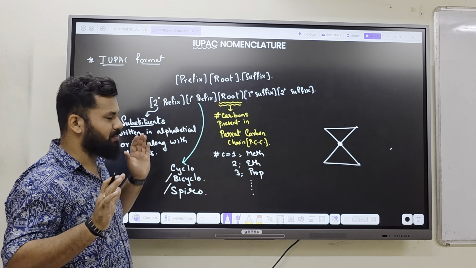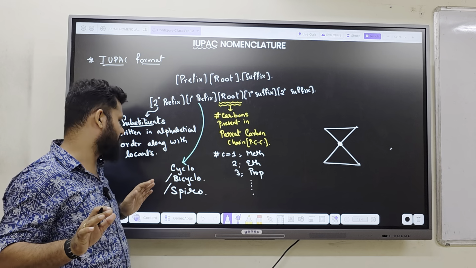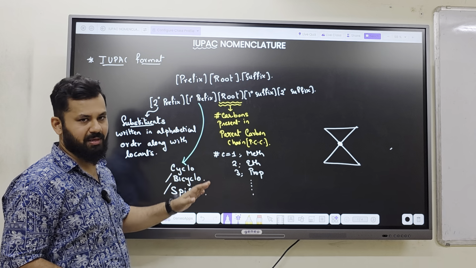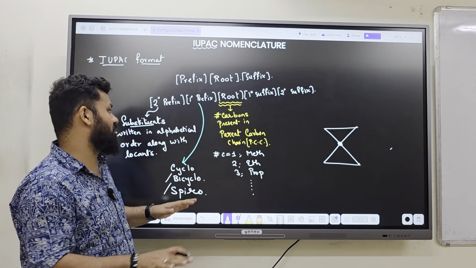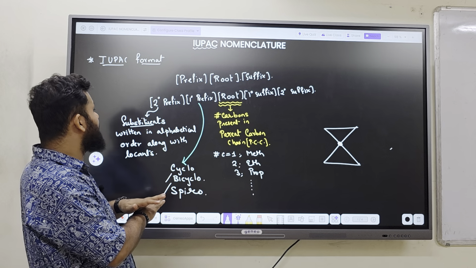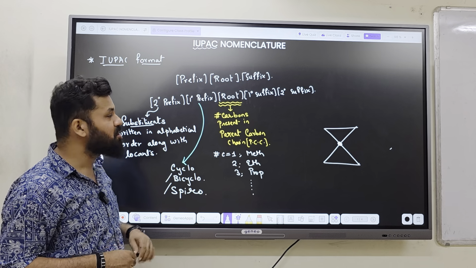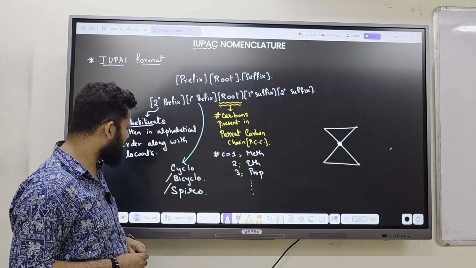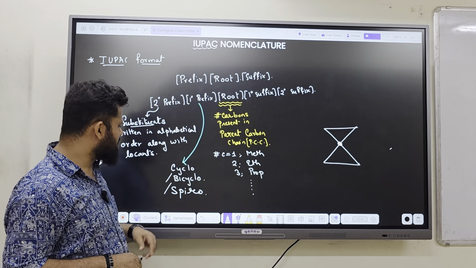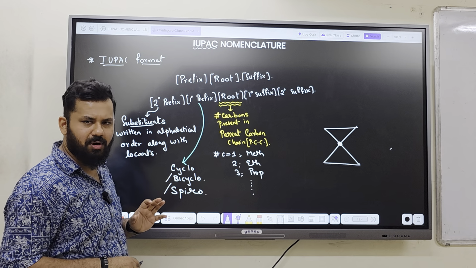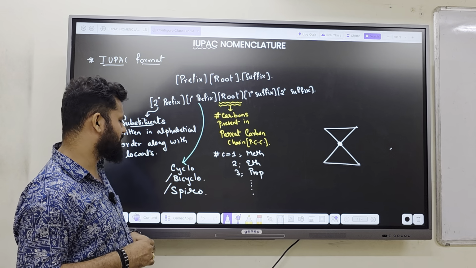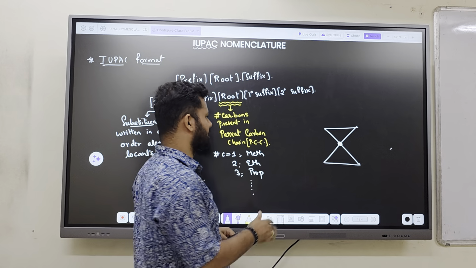Otherwise, there will be no primary prefix. Fourth option is no primary prefix. It's not a compulsory part of IUPAC naming. Every compound will not have a primary prefix. Every compound may not have a secondary prefix. Root, that's why I said, is the most important part. In our JEE syllabus, cyclo is the most important. Bicyclo, spiro may be asked, but not very important. As in, rarely asked.